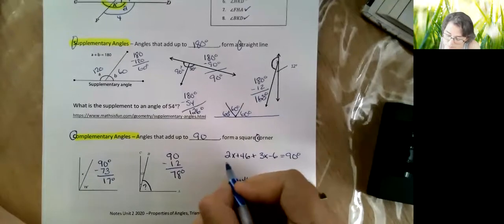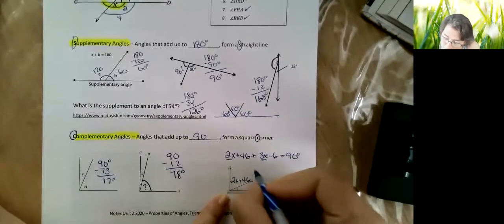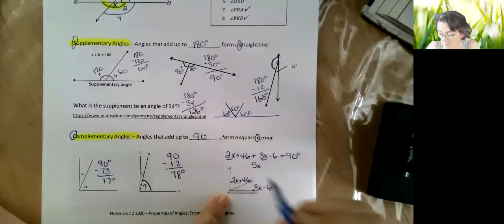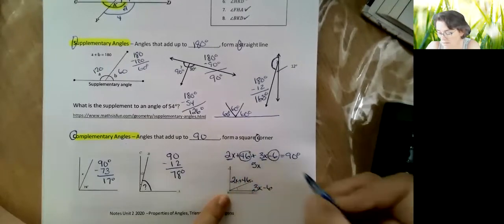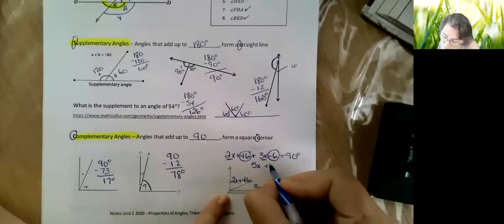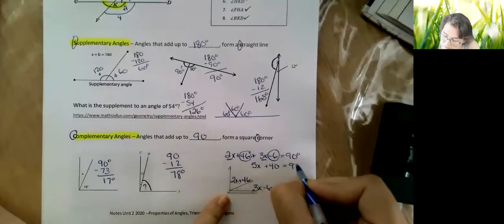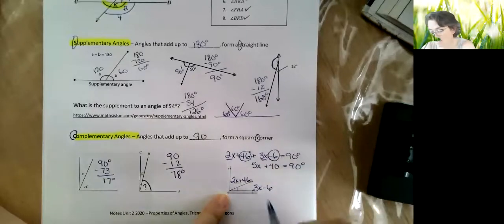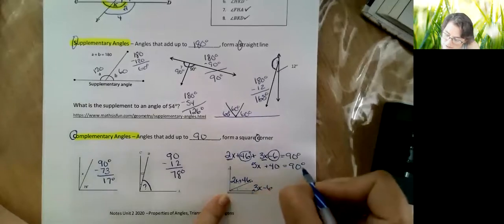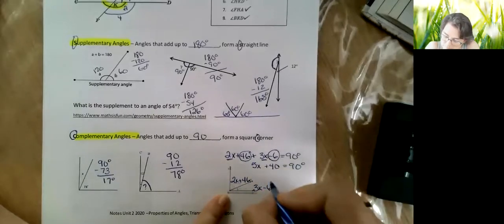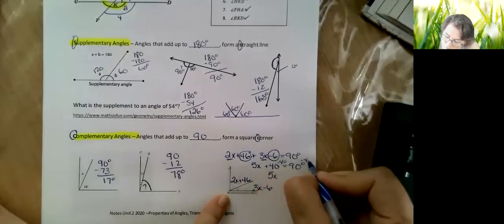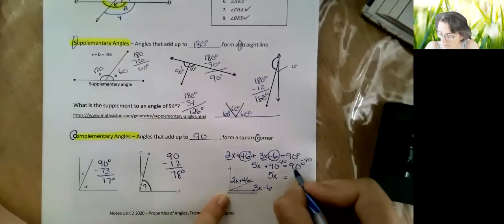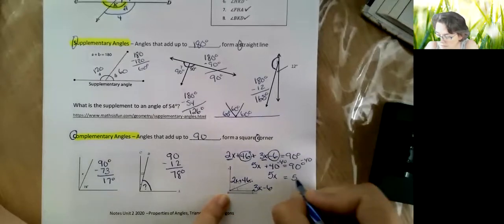So I'm going to collect my like terms here. So I got 2x and I got 3x, which gives me 5x. And I've got 46 and I've got minus 6. So I'm just going to collect those numbers, which is going to give me plus 40 is equal to 90 degrees. I can't put those together because they're not like terms, but I can move the 40 over to the other side to have all my numbers here. So 5x, whoops, minus 40, minus 40. 90 minus 40 is 50.